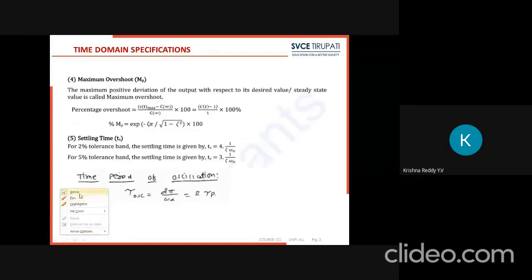When you are substituting those values, we are getting peak overshoot is equal to e power minus zeta pi divided by square root of 1 minus zeta square into 100. This is the peak overshoot.